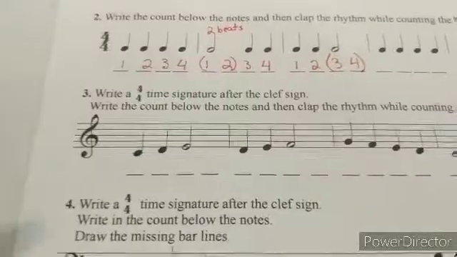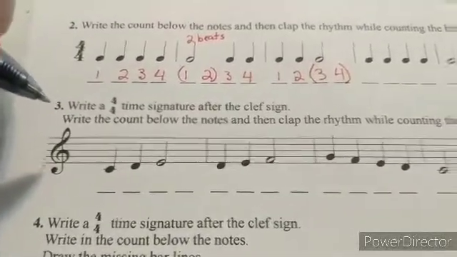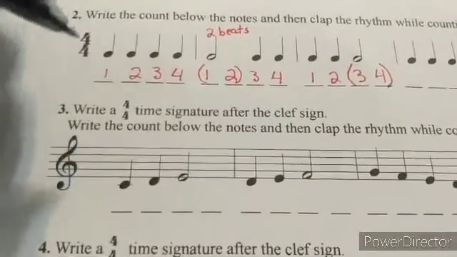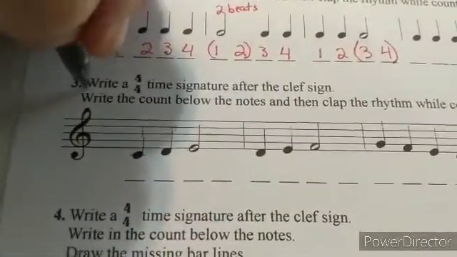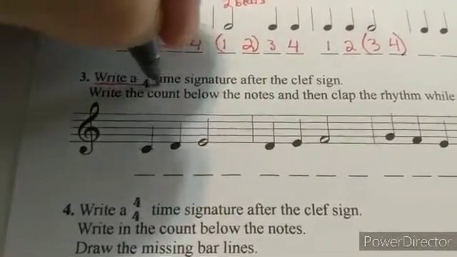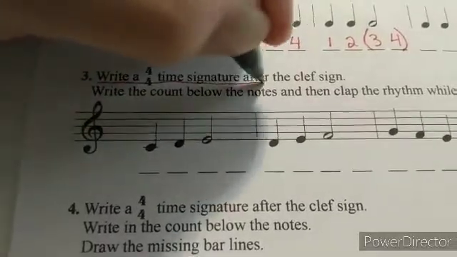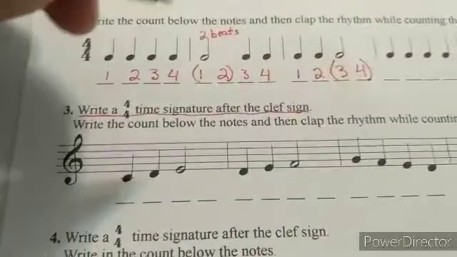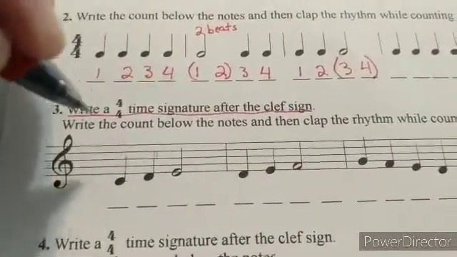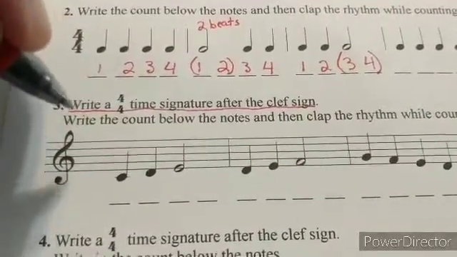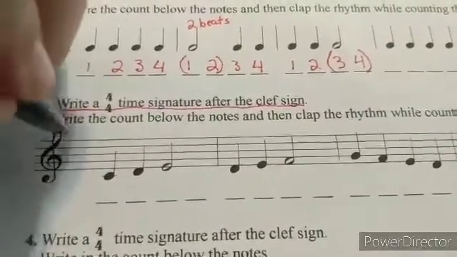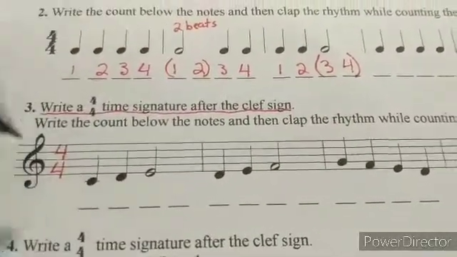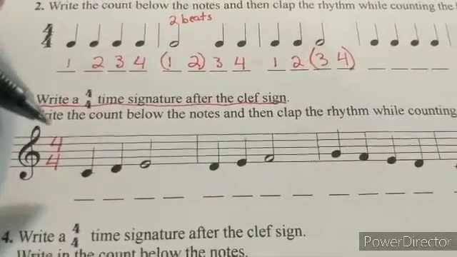That takes us down to line 3. You guys can finish the rest of line 2 by yourself. It says, right on number 3, write a 4/4 time signature after the clef sign. Please don't forget that, because that's going to be worth some points. It's part of your grade. So we just take a 4 and a 4. We don't have to put a line between it because it's not a fraction.